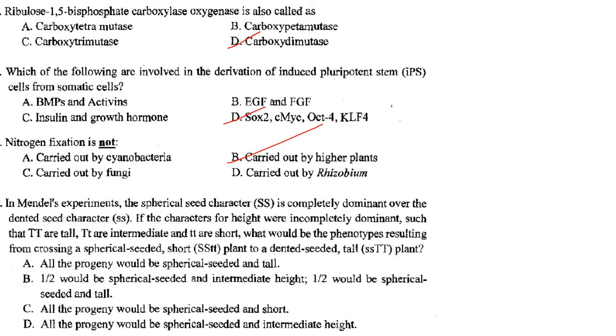So coming to the next question. Ribulose 1,5-bisphosphate carboxylase oxygenase is also called carboxydismutase. Answer is option D.